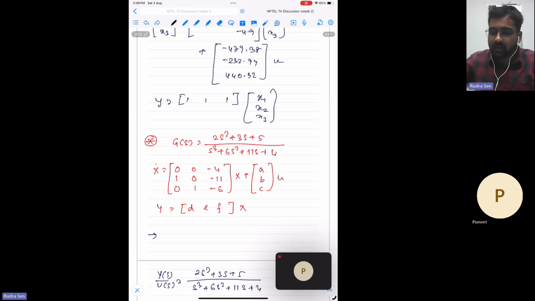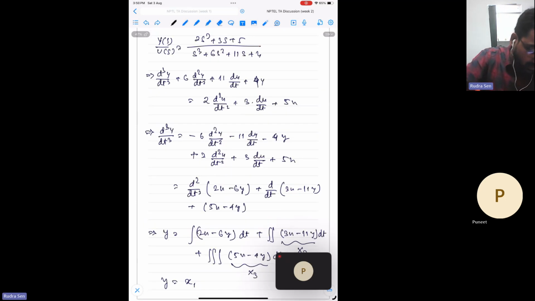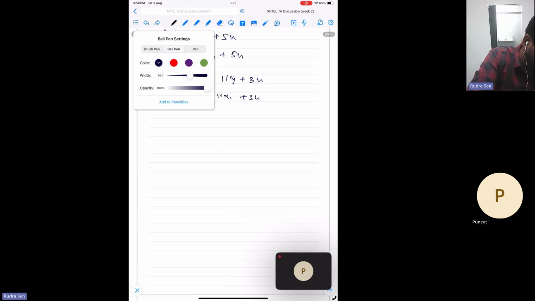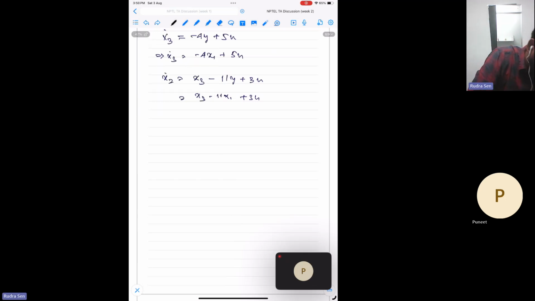Now let me briefly discuss how we can find the diagonal canonical form for the proper function, not the strictly proper function. And then we move to the Jordan canonical form, and then we'll discuss whatever doubts you have. It won't take too much time.